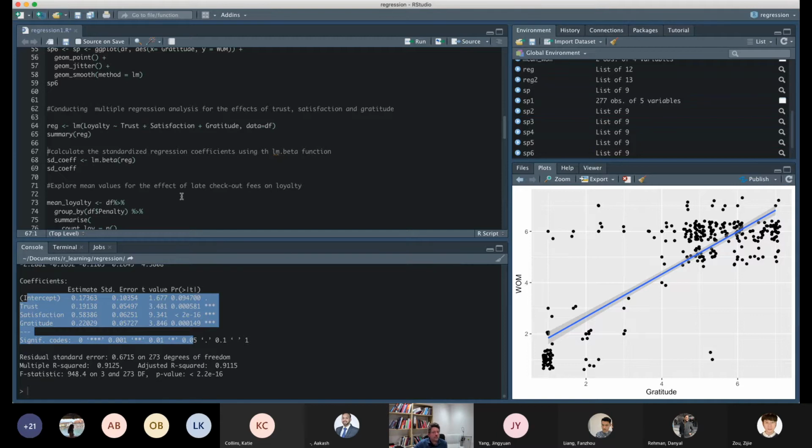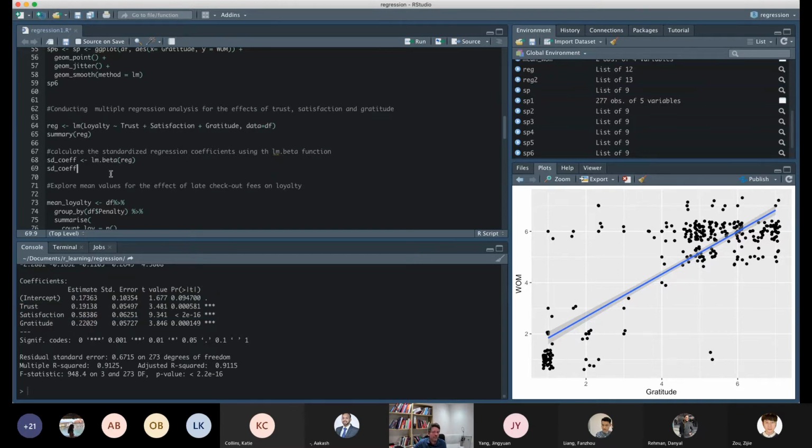Okay. Then, as I mentioned, those estimates here are unstandardized coefficients. And in some cases, it makes sense to look at standardized coefficients. Why? Because our independent variables might be in different measurement units. In this case, it's not a problem because trust, satisfaction, gratitude were all measured with the same scales. But you could have a variable with a different measurement unit in your regression function. Then it makes sense to standardize.